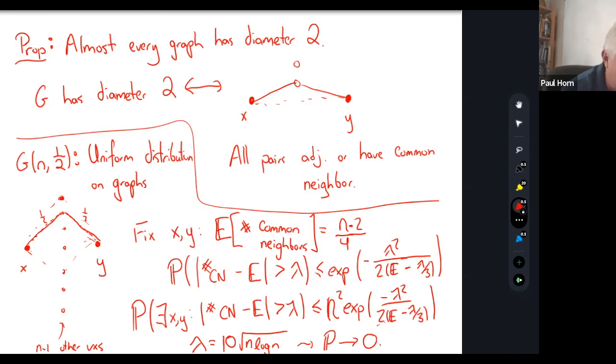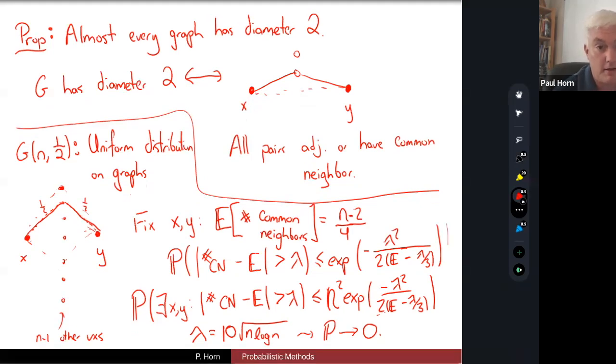There's actually a really interesting theory of what are known as quasi-random graphs that says, if you have a graph that has this property, that almost all pairs of vertices have very close to n over 4 common neighbors, and you have about n squared over 4 edges, then you have all sorts of properties that random graphs have.